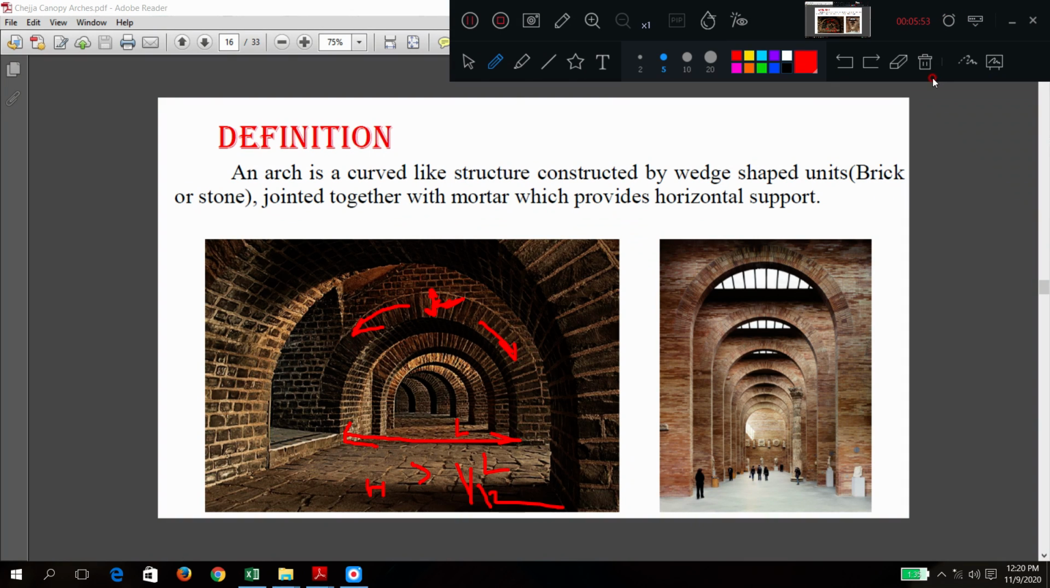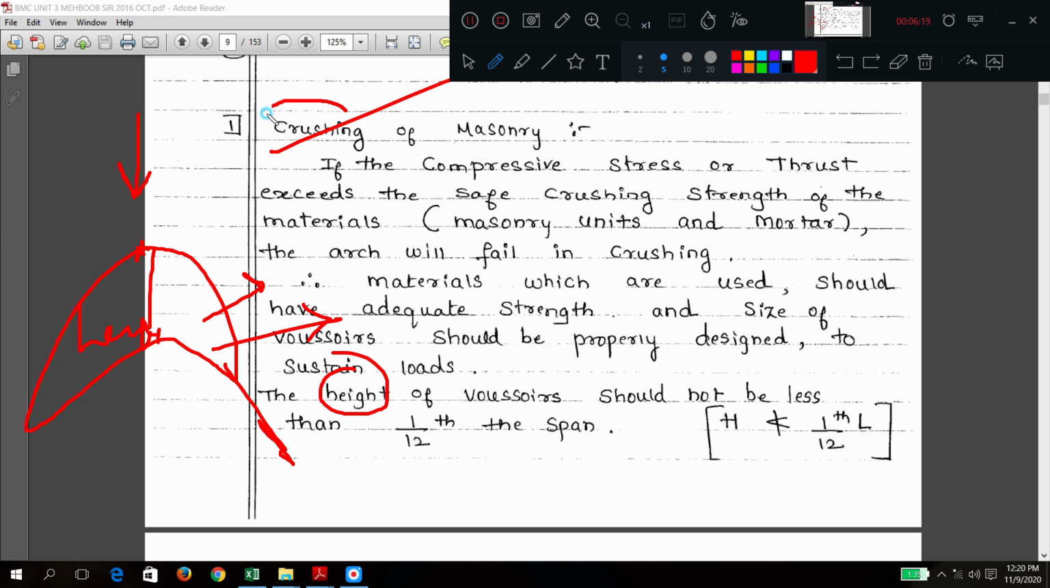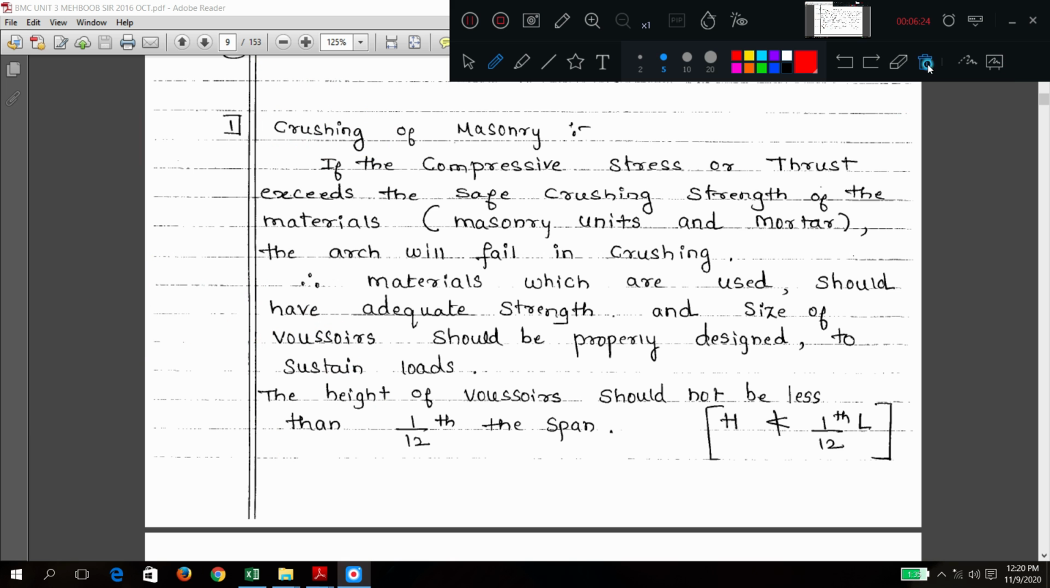Crushing is not going to take place. Is it clear? The first point, how the crushing of masonry will occur: more load, less material strength, crushing will take place. Less mortar strength, and thickness is also less, crushing will take place. If you provide strong visors, strong mortar, greater depth or height, then you will not have crushing. It is safe under crushing. I hope it is clear now.